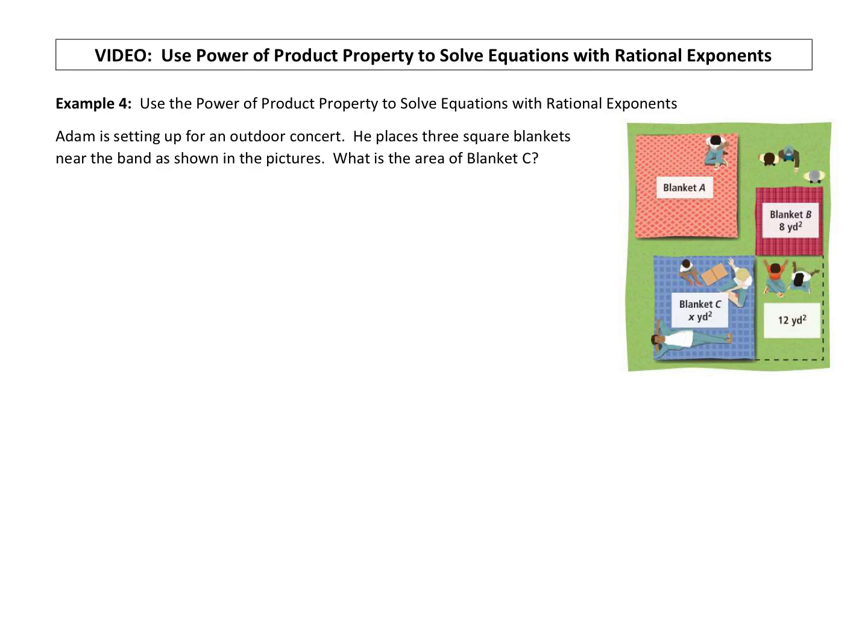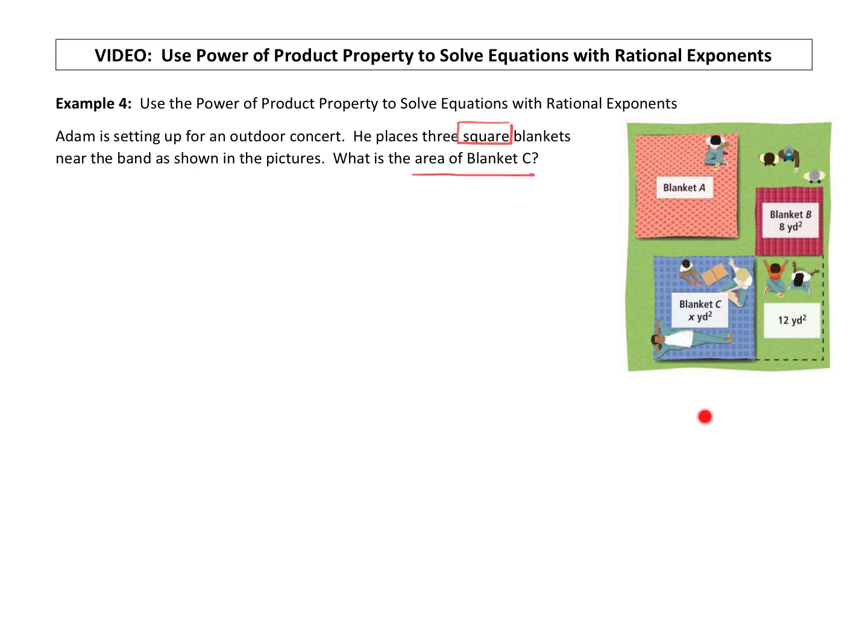All right, we are going to use our exponent properties to solve a word problem. In this example, we have Adam. Adam is setting up for an outdoor concert. He places 3 square blankets. That is a key word right here, that the blankets are square. Near the band as shown in the pictures. What is the area of blanket C?